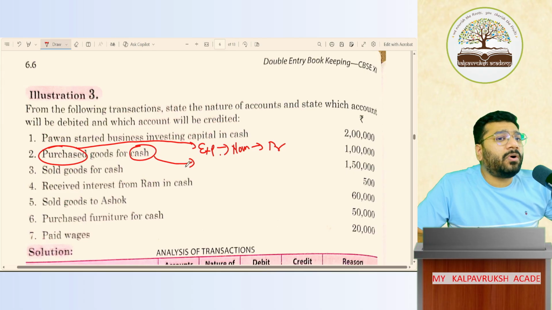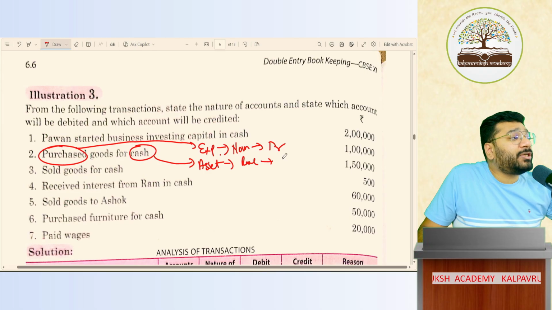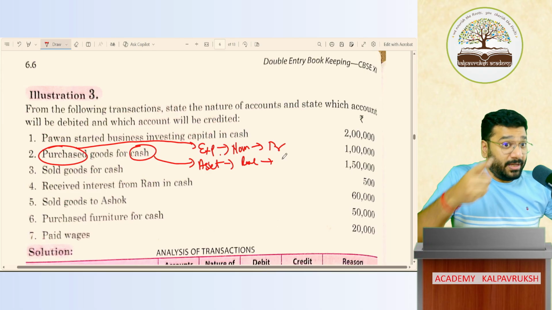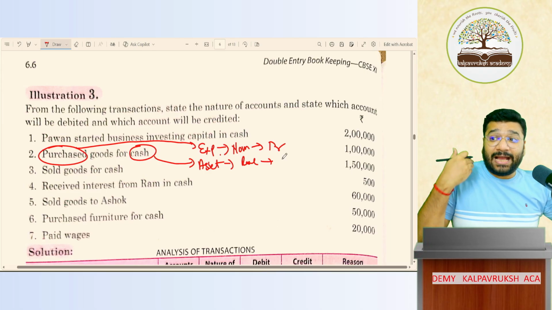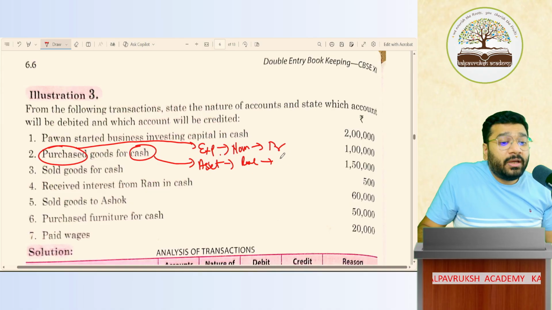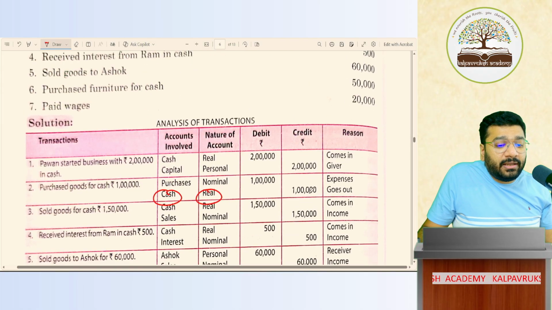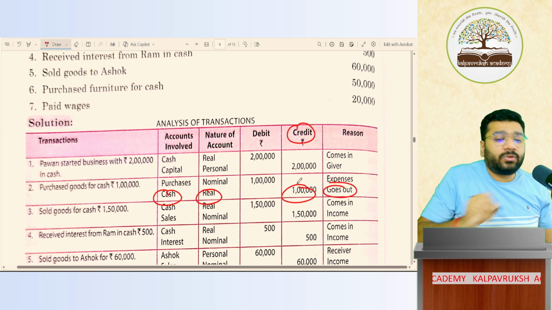Cash, I'm not repeating because you already know. Cash is an asset as per modern rule, a real account as per golden rule. Is cash coming in or going out? From the business point of view, cash is going out. I'm purchasing goods, upon paying money, cash paid, cash is going out. Credit what goes out. So cash, real, 1 lakh, credit what goes out.